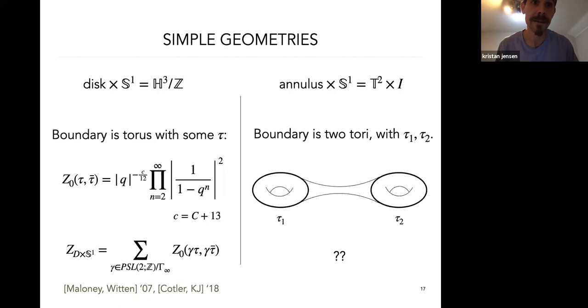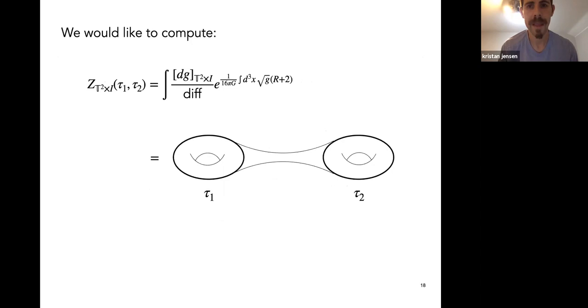And if that's indeed the case, then this pathology would be remedied, and you would end up with a dual description that has a continuous density of states, but indeed has positive density. Okay. So I want to talk about the two torus partition function, if you will, torus times interval. And ideally, what we would like to compute is an integral over metrics with fixed asymptotics and Einstein-Hilbert action.